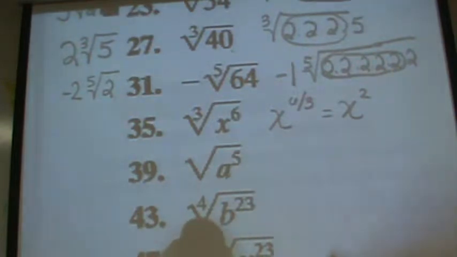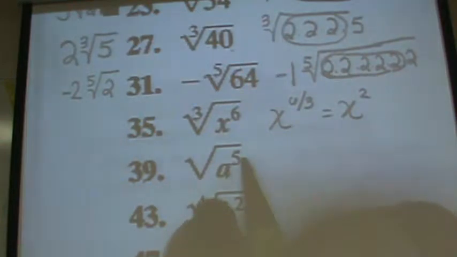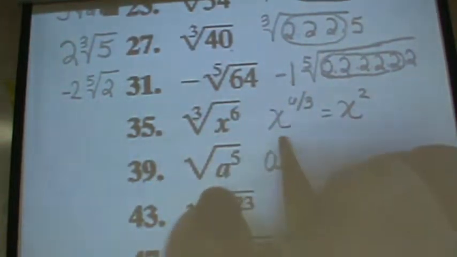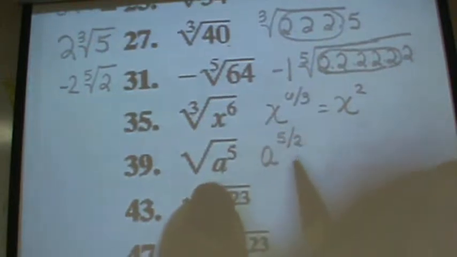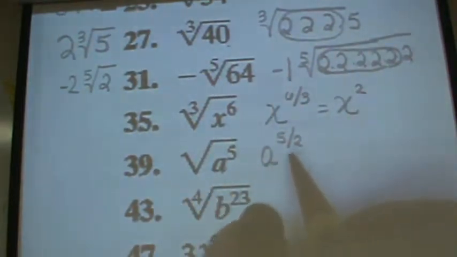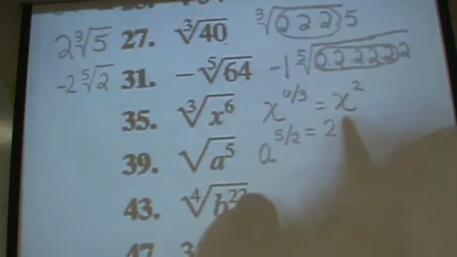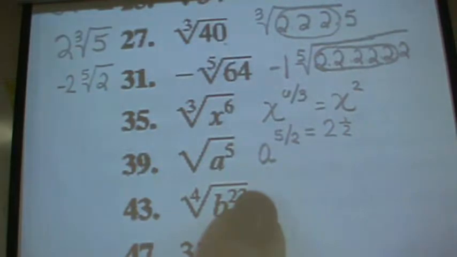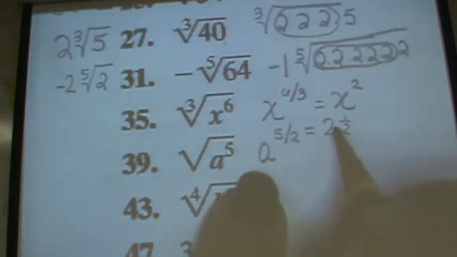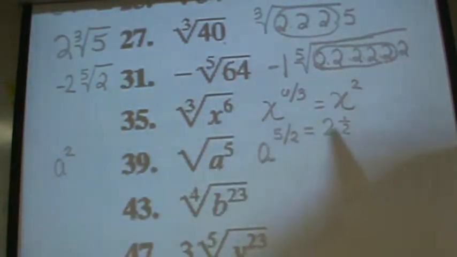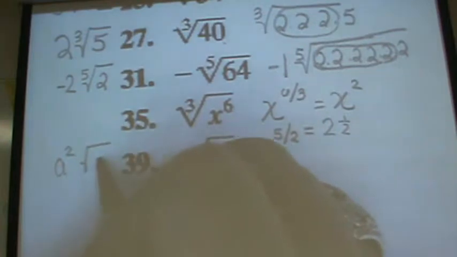The next one, we have the square root of a to the 5th power. So this is a to the 5 over 2. If you were to rewrite this as a mixed number, you get 2 1/2. So the a squared is what comes out, but what stays is the a to the 1/2. So it's the square root of a.